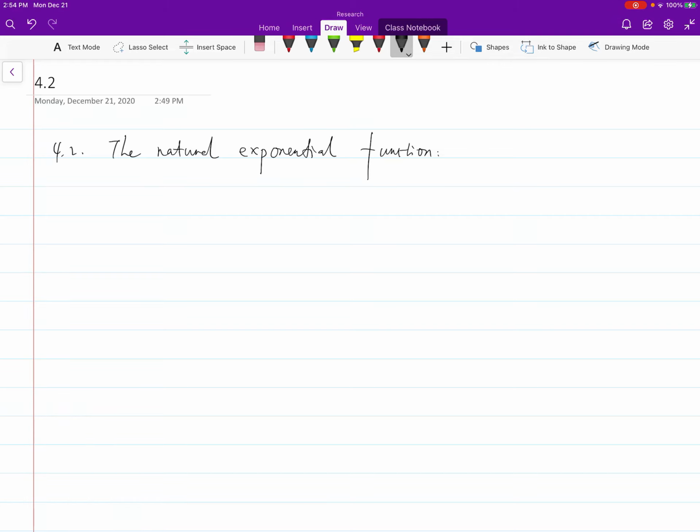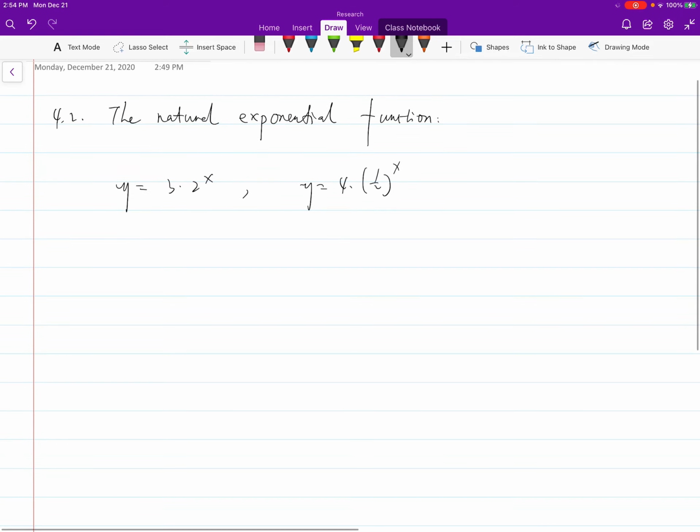Okay, welcome back. Today we will be talking about the natural exponential function. We talked about exponential functions before, like 2 to the x and (1/2) to the x. So we have an initial value, we have a base, okay? And depending on the base, it will be increasing for 2 to the x and decreasing for (1/2) to the x. So that's what we know before.